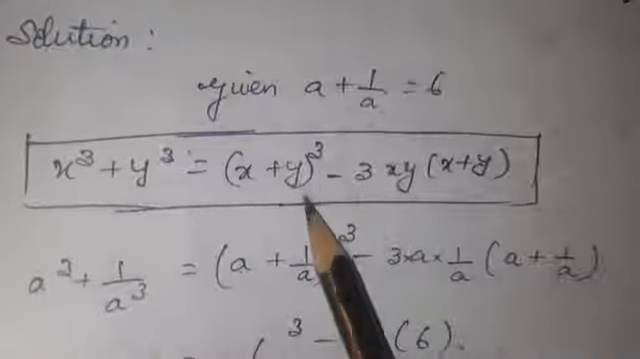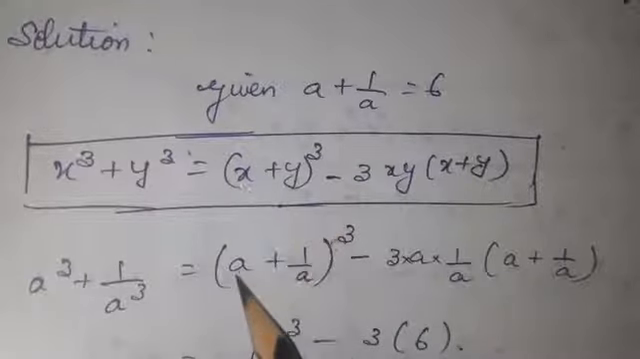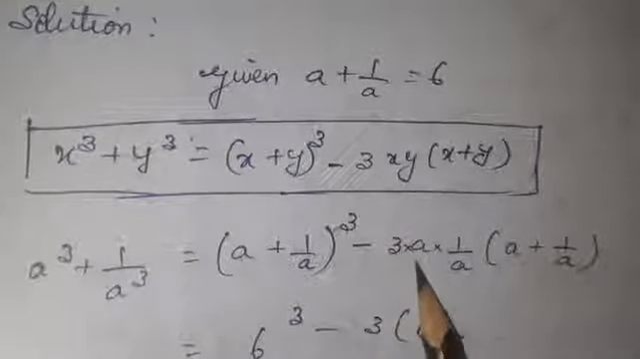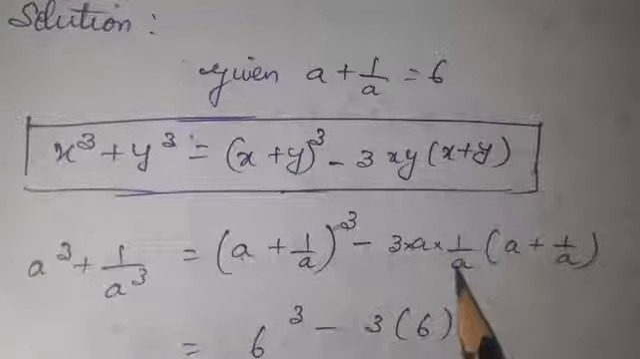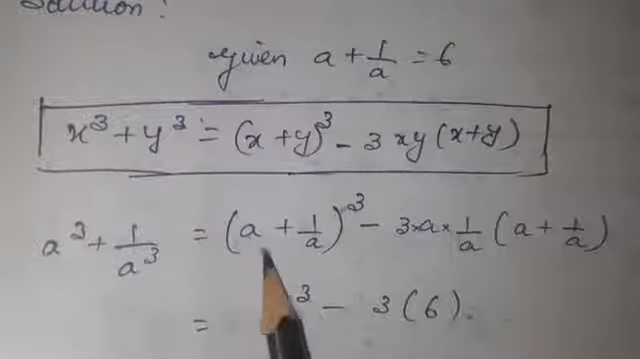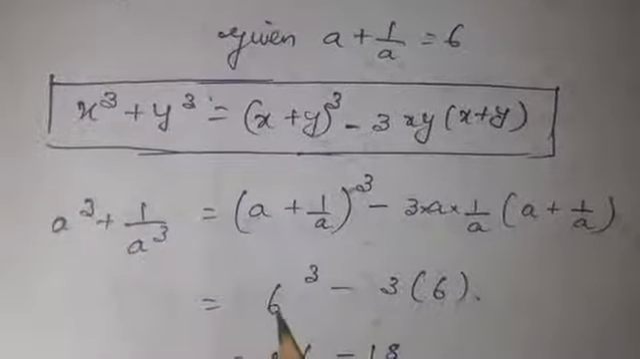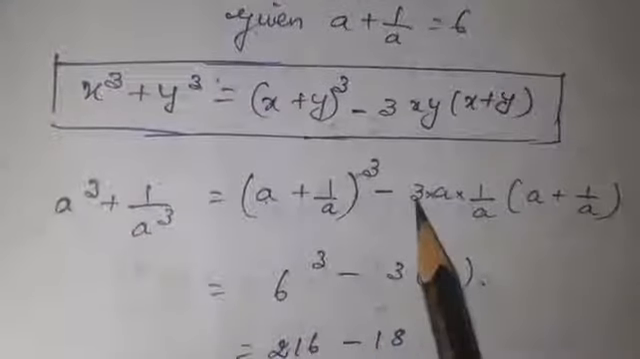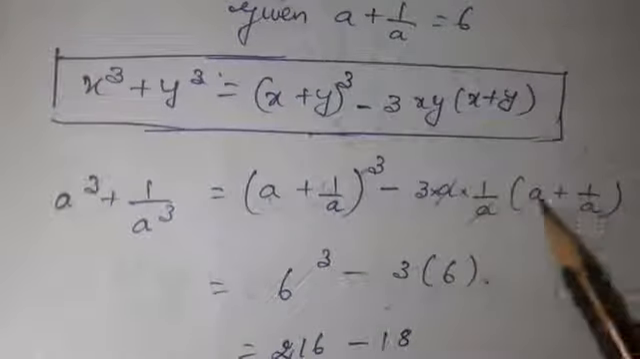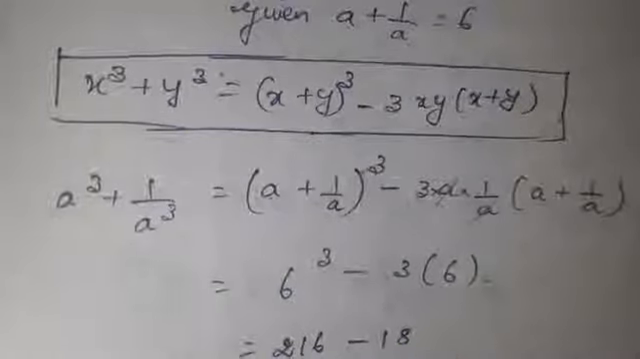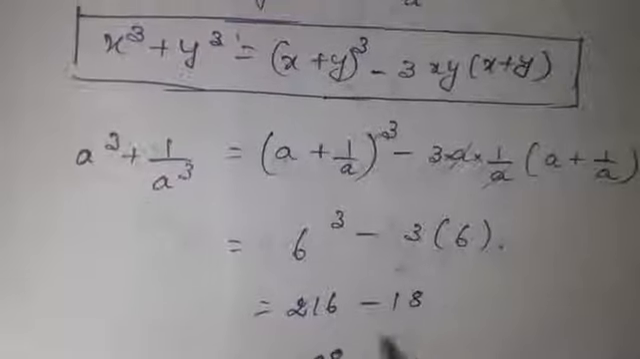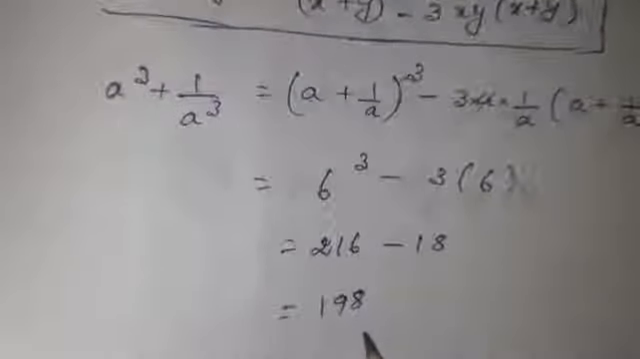According to this, you substitute in our formula x plus y. So a plus 1 by a the whole cube minus 3 into x value a into y value 1 by a into the same thing, a plus 1 by a. Here in our question, a plus 1 by a value is 6. So I substituted 6 cube minus 3. Here a into 1 by a gets cancelled. So the remaining part you will have this. For this, the value is 6. 6 cube, 6 into 6 into 6 is 216, minus 3 into 6 is 18. You subtract this, you will get 198.